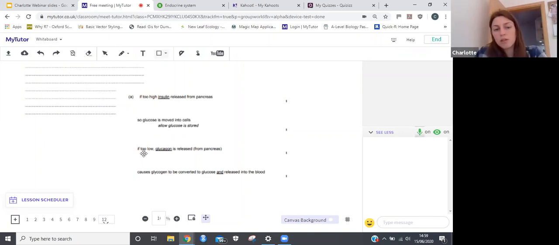If blood glucose concentration is too low, then glucagon is released. Those words that are underlined are keywords. You need to have those in there. So glucagon is released from the pancreas, which causes glycogen to be converted to glucose and released into the blood for that 4th mark. Perfect. Nice one, Toad. That's a really nice answer there.